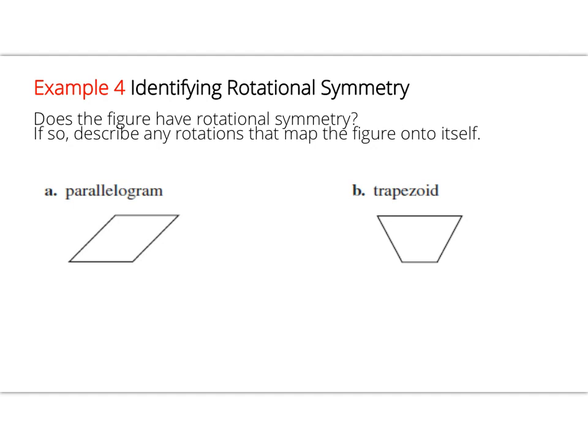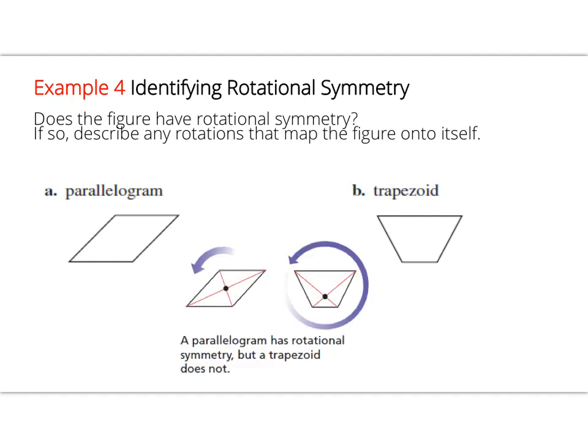All right, so let's identify rotational symmetry. Do the figures below have rotational symmetry? If so, describe any rotations that map the figure onto itself. All right, so looking at the parallelogram, does it map onto itself when you rotate it around? Yeah, for sure. It can definitely rotate at least once, a 180-degree rotation. How about the trapezoid? As you rotate it, unfortunately, it has to go a full 360 degrees for it to rotate back onto itself. So only the parallelogram has rotational symmetry, and the trapezoid does not.